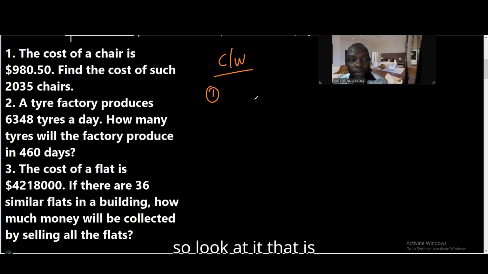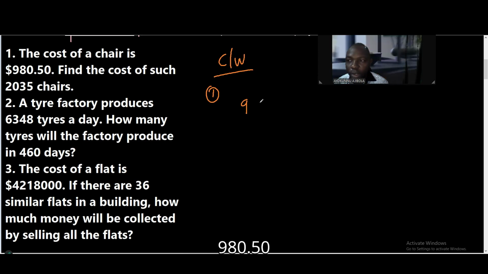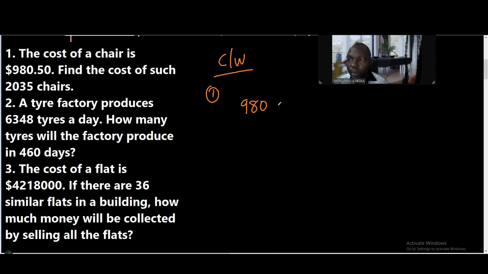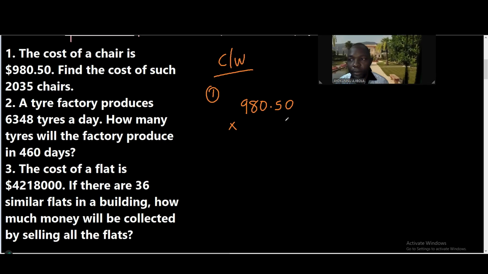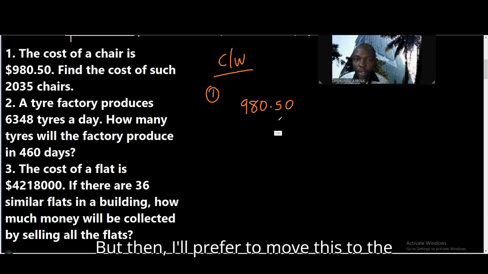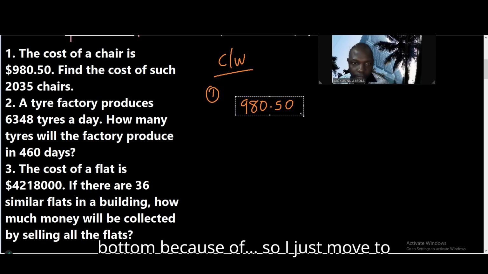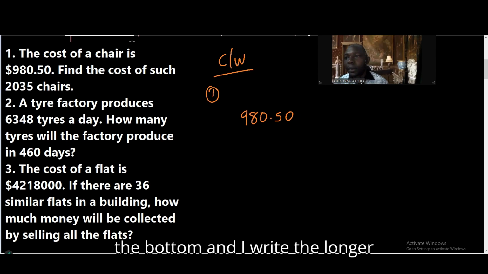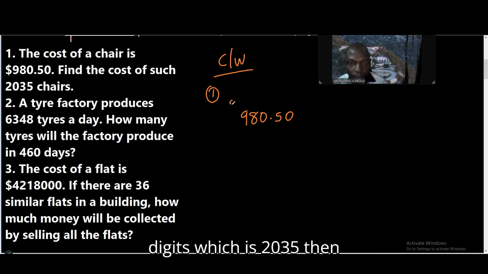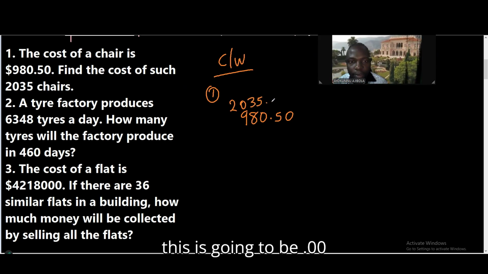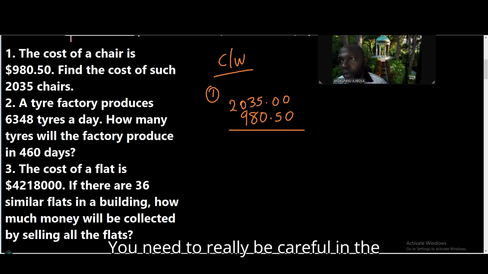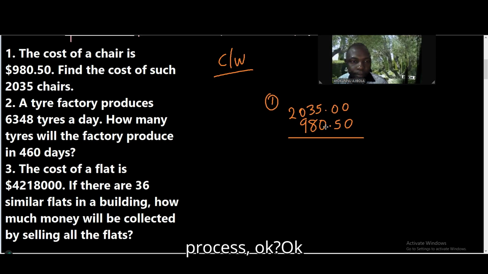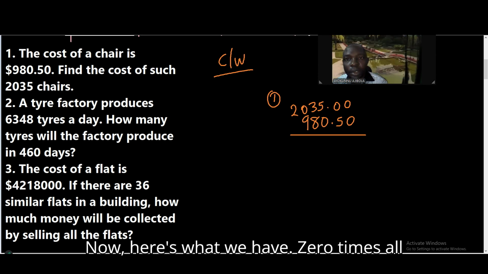So look at it. That is 980.50 times 2035, okay? But then I'll prefer to move this to the bottom, so I just move it to the bottom. Then I write the longer digits, which is 2035, then this is going to be 0.00. So why I said it's going to be a long work, you need to really be careful in the process, okay?